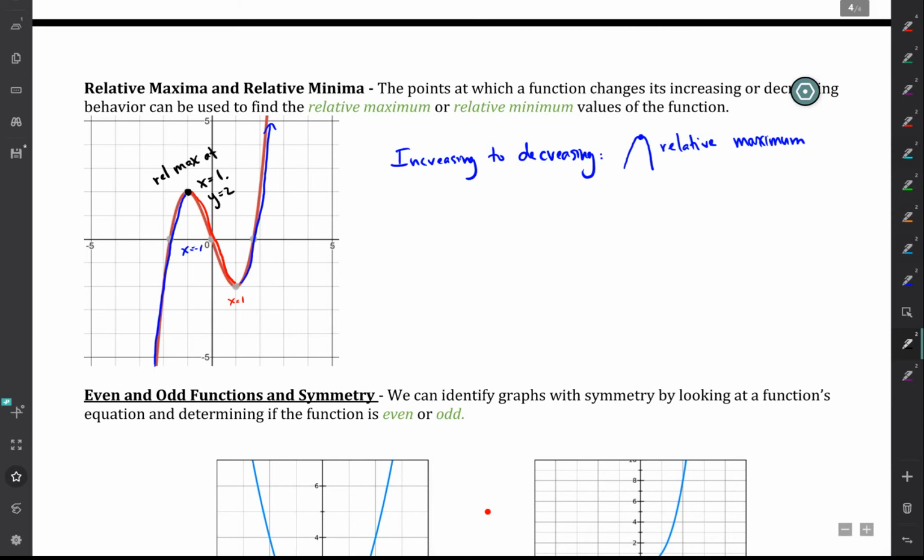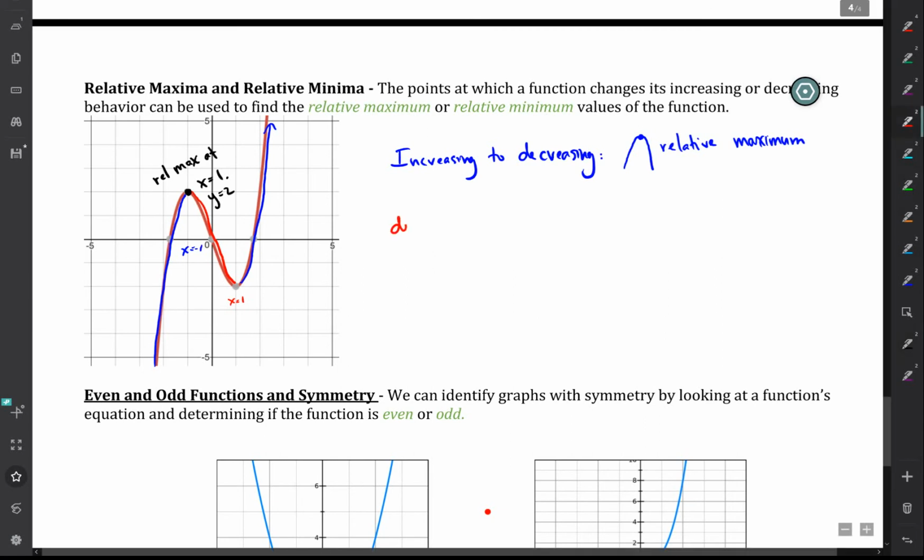And then when you go from decreasing to increasing, then that's most likely going to be a relative min, because you're going down, leveling off, and going back up. So this is a relative minimum.